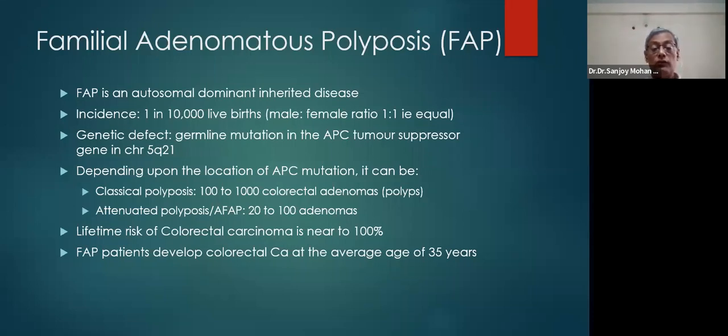Depending upon the location of the APC mutation, it can be classified into two types. One is classic polyposis, where hundreds to thousands of colorectal adenomas are present, and the other is attenuated FAP, where 20 to 100 adenomas are present in the GI tract. It depends on whether the mutation is before codon 1250 or after that. The lifetime risk of colorectal carcinoma is nearly 100%, and FAP patients develop colorectal cancer at an average age of 35 years, much before sporadic carcinoma, which develops after 60.